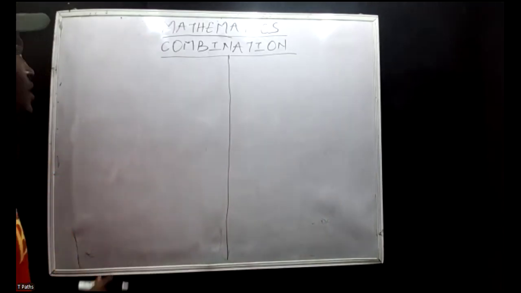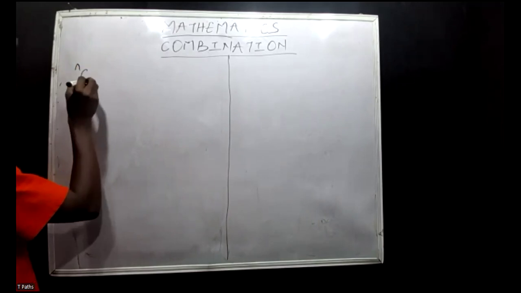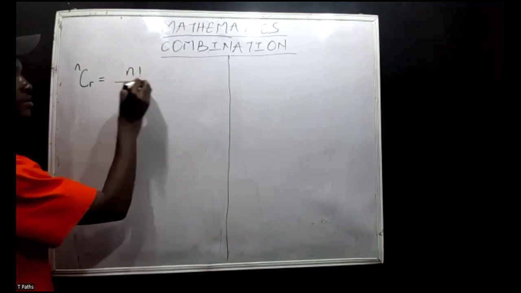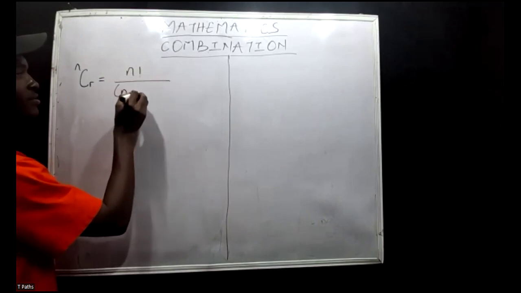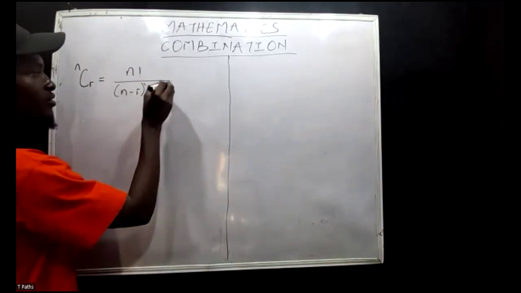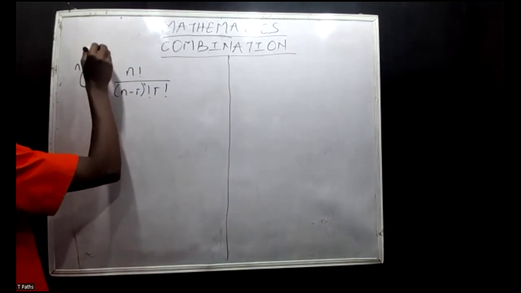Now, combination also has its own formula. The formula for combination is n combination r equals n factorial over n minus r factorial, r factorial. Here, n is the total objects, and r is the selected objects. We talked about this when we were dealing with permutation.